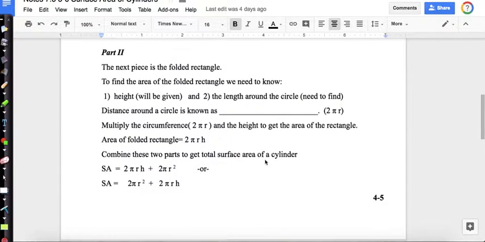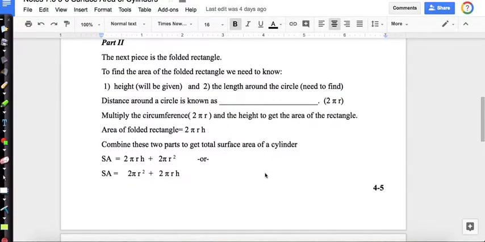To find the area of the folded rectangle, we need to know what the height is, and that will always be given, and the length around the circle, and this is what we will need to find. Remember, the distance around a circle is known as circumference.